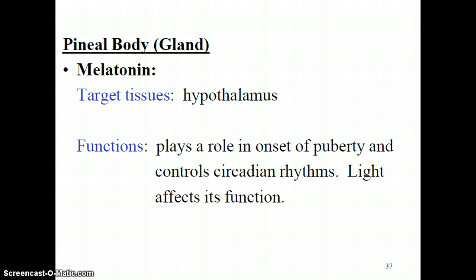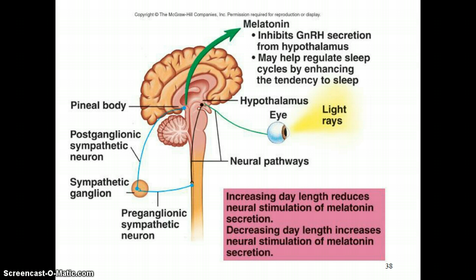The pineal gland produces melatonin, and it seems to play a role in the onset of puberty and controls circadian rhythms. That means your diurnal cycle. Light affects its function. And here is the diagram of the functioning of this hormone of melatonin.